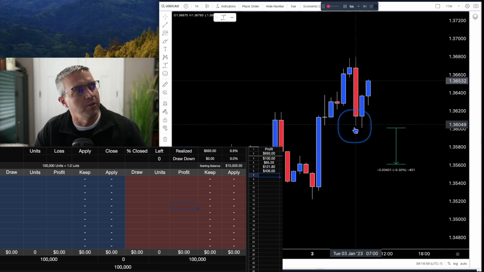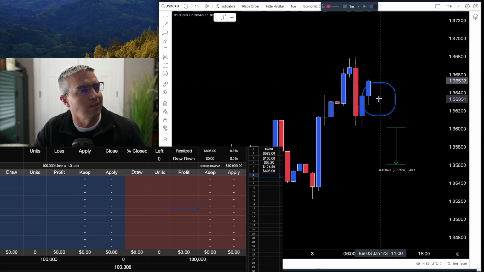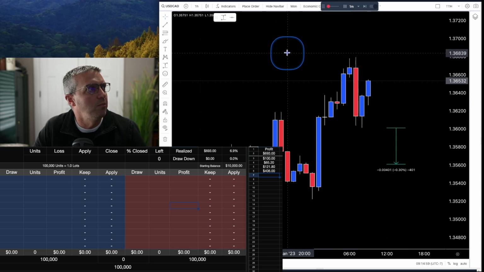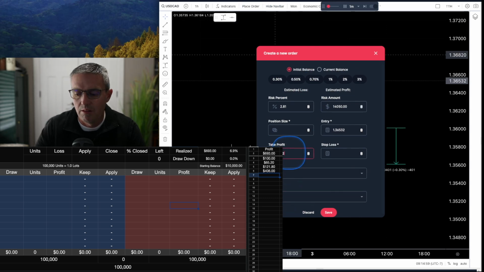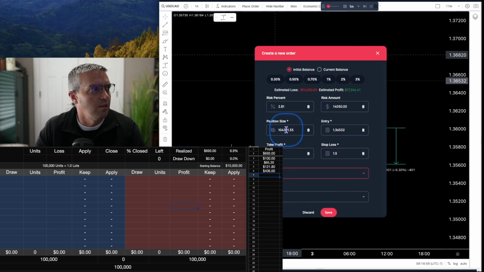Market's gone up and then pulled back. Now it's going up. I don't really know, but I definitely want in the market. So I'm going to sell right here at the market, and I'm going to sell 100,000 units.